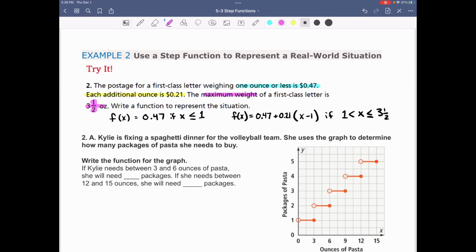So we had our 1 ounce or less function, and we had our each additional ounce after that.